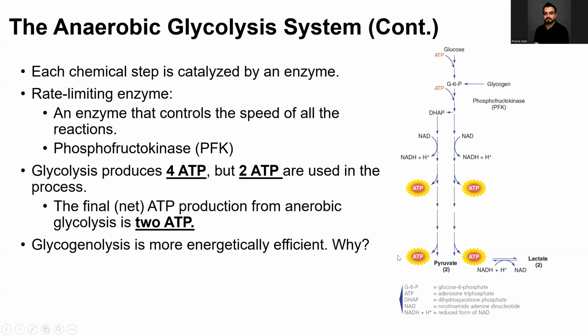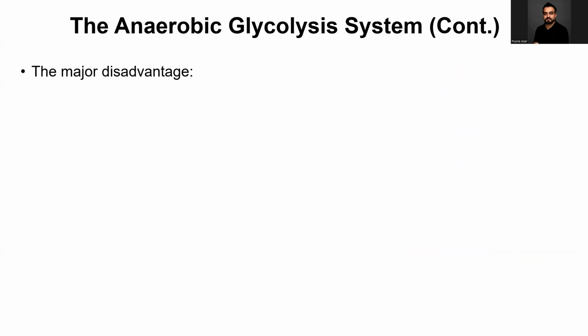So just keep that in mind. From glycogenolysis, we get 3 ATP molecules because we skip the first chemical step from glucose to glucose 6 phosphate. If we break down glycogen, we skip the first chemical step, so we produce more ATP molecules. And as I said, like for creatine phosphate, each energy system has some advantages and disadvantages.